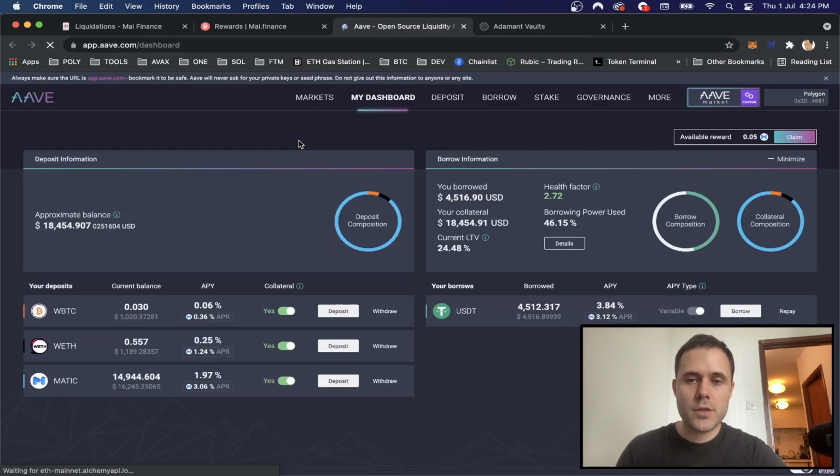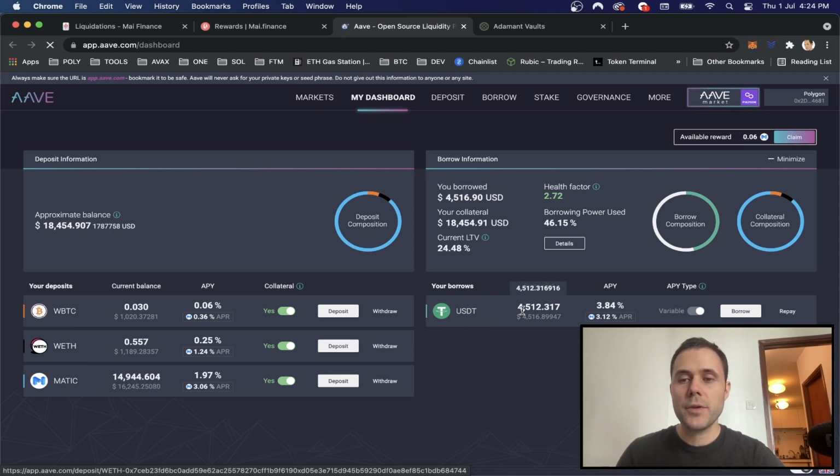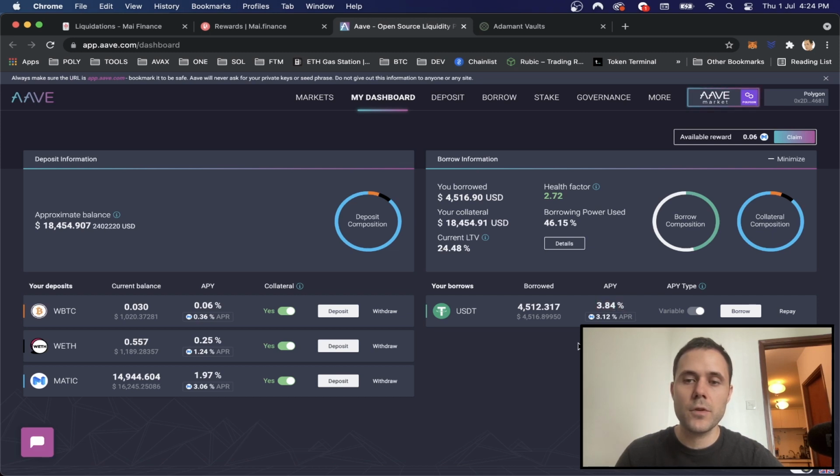So I'm just going to try and summarize this quickly as well. So AAVE basically offers lending as well. We can see my collateral on the left with wrapped BTC, wrapped ETH, and Matic, which I deposited here. And I'm also loaning US dollar Tether. But the thing which differs is that you are paying interest. So I'm paying an interest of 3.84. But we are also getting some rewards here. You can see the 3.12 APR.